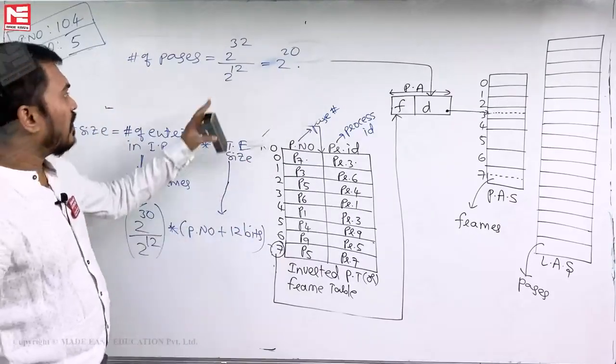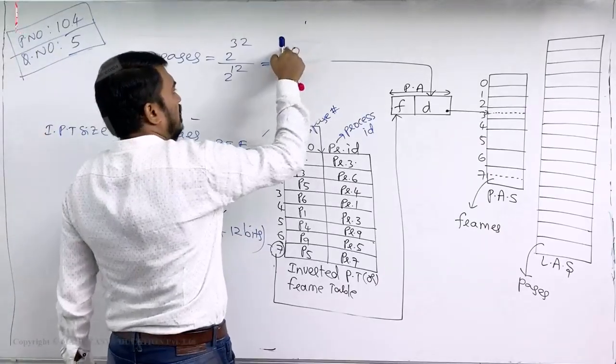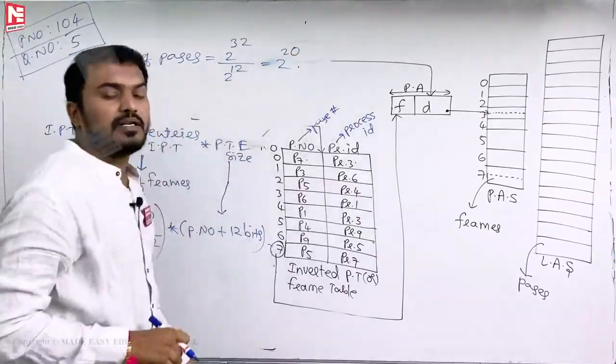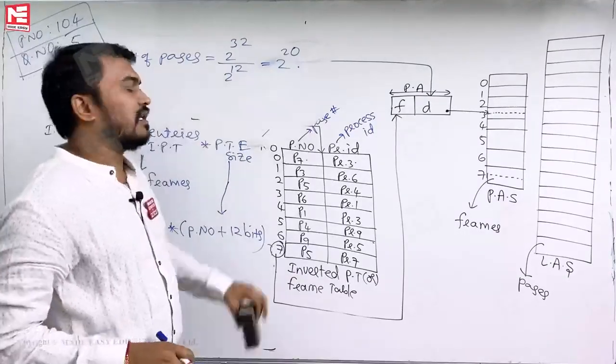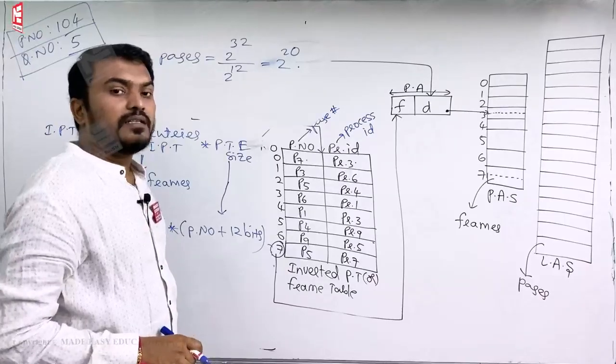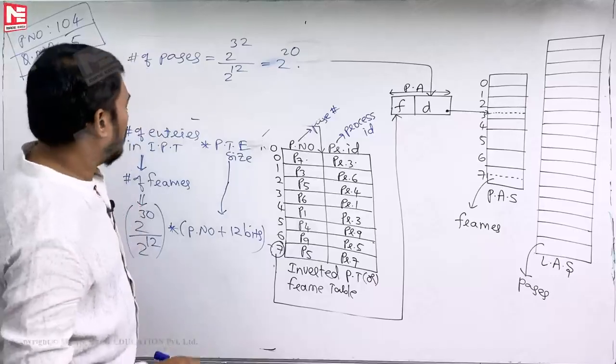If the number of pages is 2 power 20, then the page number requires how many bits? 20 bits. Okay, very good.